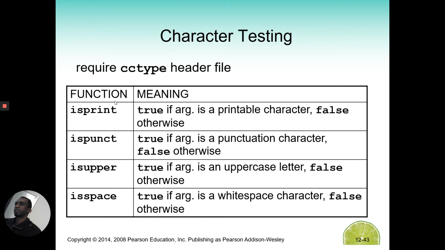Some character testing requires the cctype header file. isprint is true if an argument is a printable character, false otherwise. ispunct is true if the argument is a punctuation character, and so these are some built-in. There's toupper, tolower, also other built-in functions you can use with a string.